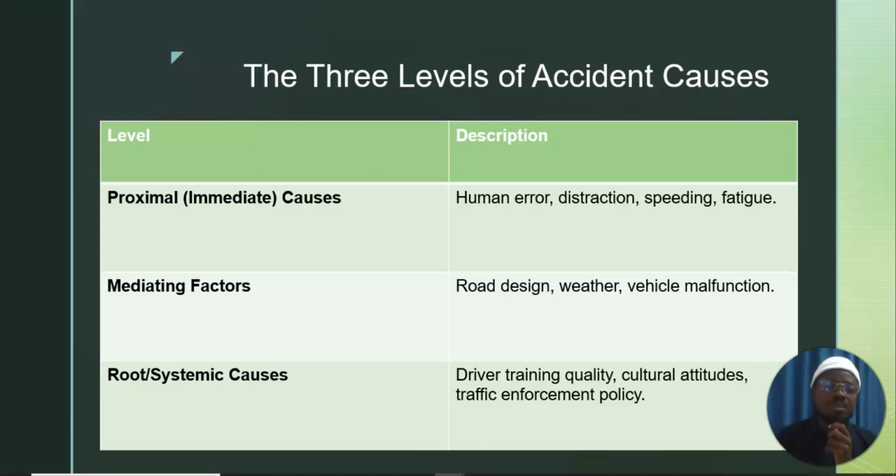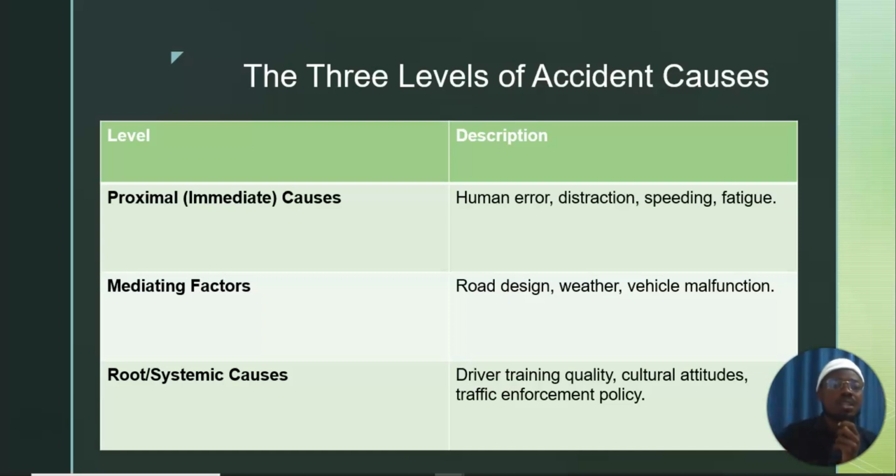Based on the previous video posted on the page, you can see we talked about human error and the breakdowns under human error, using the model of the cheese and the holes within the cheese, the vulnerabilities.